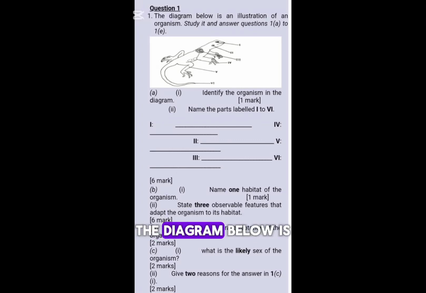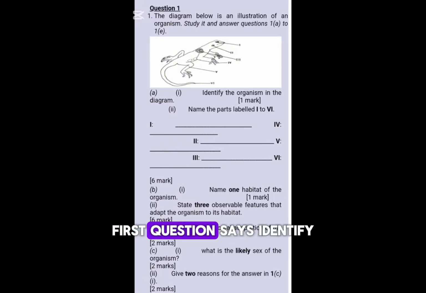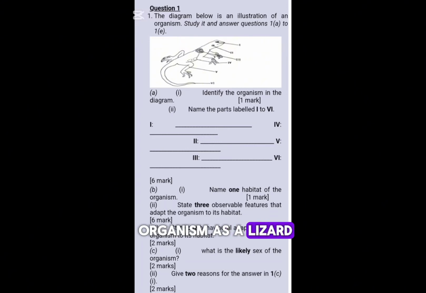Now look at this. The diagram below is an illustration of an organism. Study it and answer questions 1A to 1E. Now look at this organism. First question says, identify the organism in the diagram. We can identify the organism as a lizard, an agama lizard. So this organism is an agama lizard.